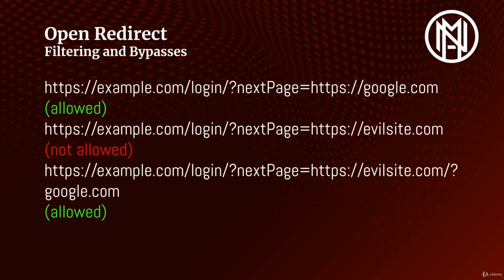So for example, as I mentioned earlier, you can go to example.com, log in, and the next page would be Google. And if you put google.com in that parameter, this may be allowed. If you go to example.com and you put an evil site, where the evil site is an untrusted resource that the developers have not defined in their whitelisting, then the application is going to decline it.